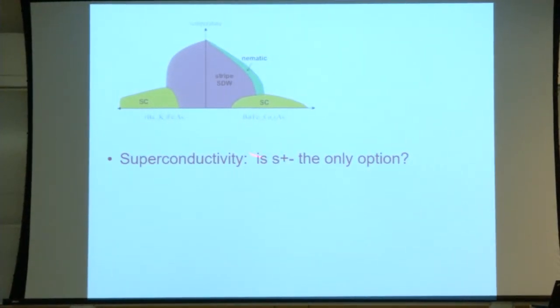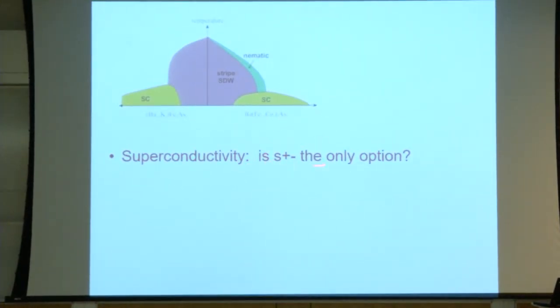First of all, superconductivity: I said S plus minus superconductivity. Is it the only option for this wonderful system? The answer will be no. There's more than one option. Magnetism: we said pi magnetism between hole and electron pockets. Is it the full story? The answer is no, it's not the full story. There is a much more complex story for magnetism.